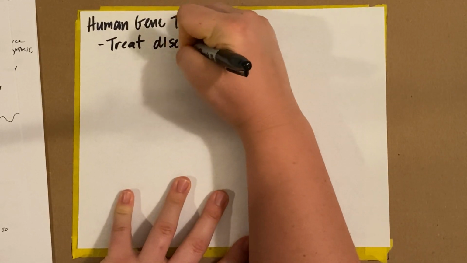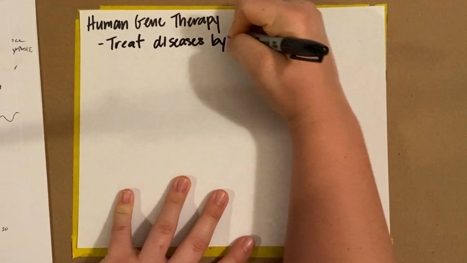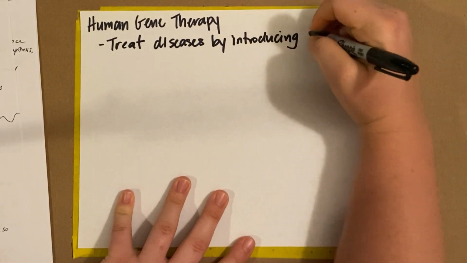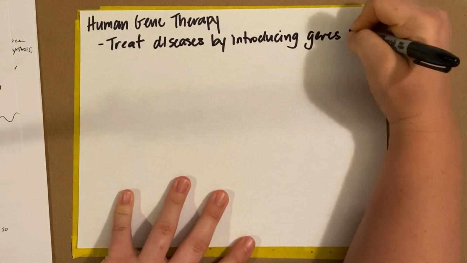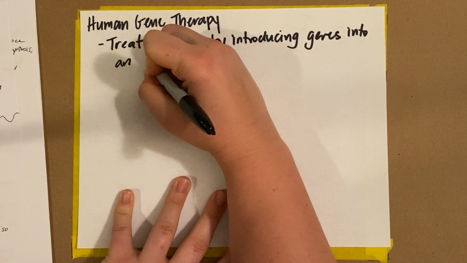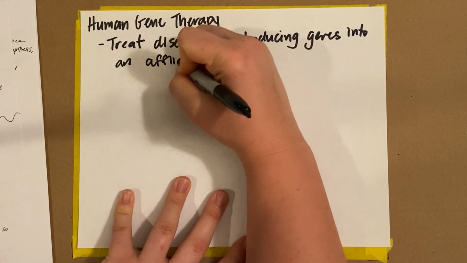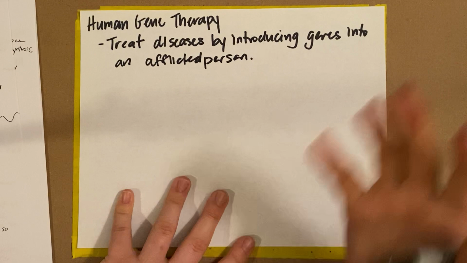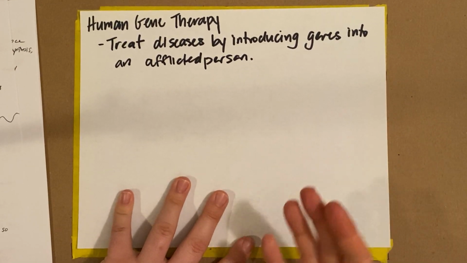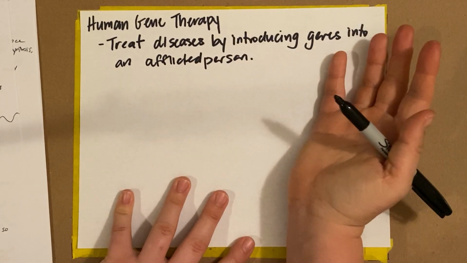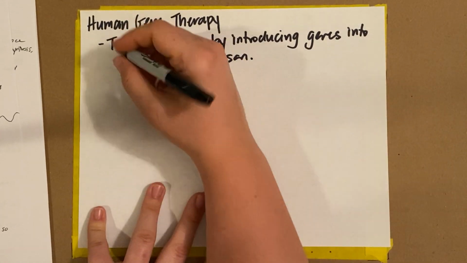But this idea of human gene therapy is to treat diseases by introducing genes into an afflicted person. So if that person has a disease, they have a mutant gene, you would then be able to give them the good version of the gene and fix whatever disease that they have.